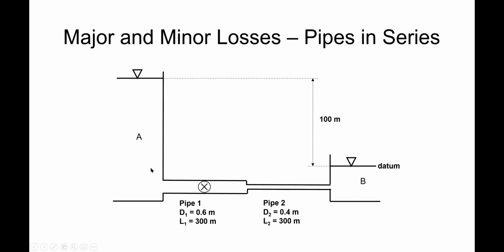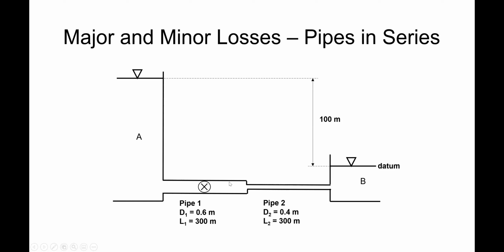So if we think about the major losses, certainly we have the friction losses in both of these pipes, but now we've got two different diameters. One is bigger, and then we have a contraction, right? So two different velocities, two different Darcy-Weisbachs, right? At the same time, we also have these minor losses now that we're thinking about.